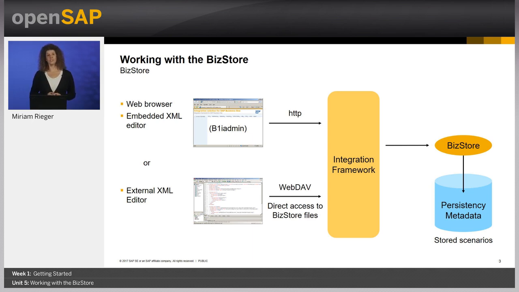The second way is using an external XML editor. You can use your preferred XML editor if it supports WebDAV. When you use a WebDAV XML editor, you access the BIS store layer directly. To access the BIS store, you typically use a URL and then browse for the appropriate scenario. Using a WebDAV tool also gives you the option to develop your scenarios offline by downloading the documents from the BIS store, updating them offline, and then uploading them to the BIS store.